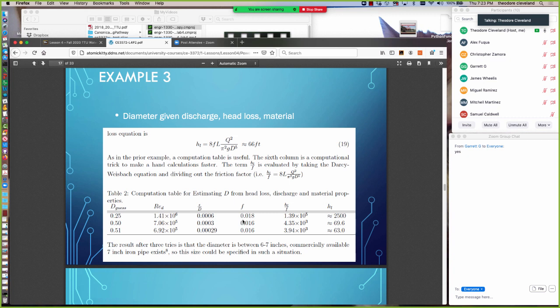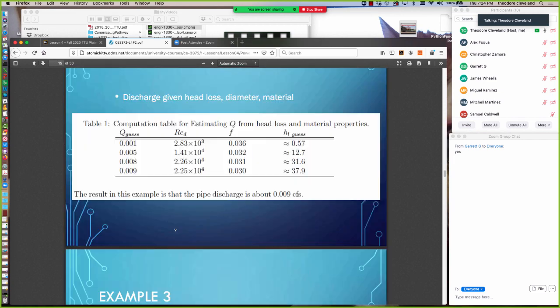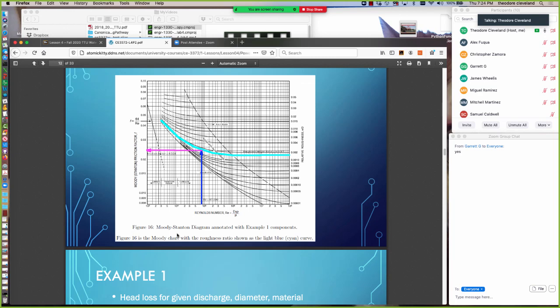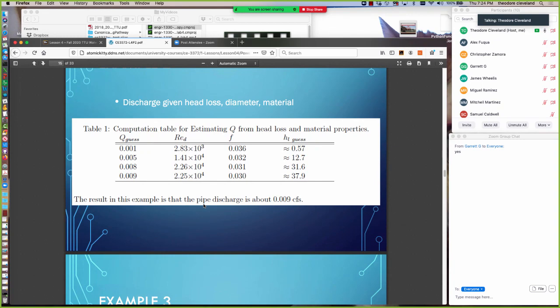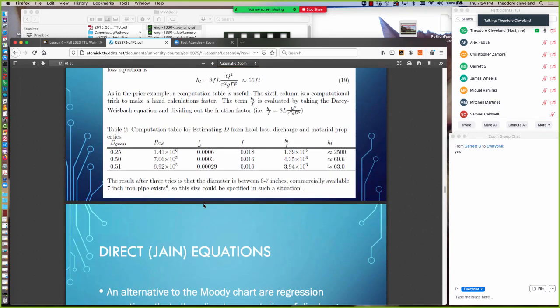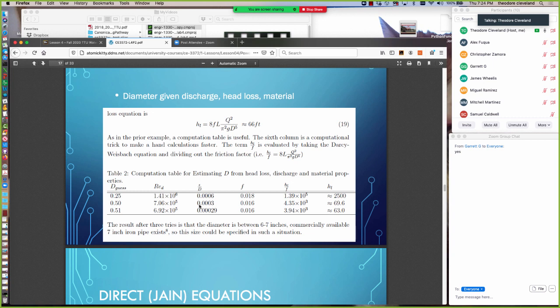The friction factors in the table don't change, and that reflects our inability to see the difference between 7.06 times 10 to the fifth and 6.92 times 10 to the fifth on this chart. If you look at the spacing here, those are essentially the same number on that chart. It also reflects our inability to resolve the difference between a roughness ratio of 0.003 and 0.0029. But if we go forward with the calculations, we get 63 feet of head loss.